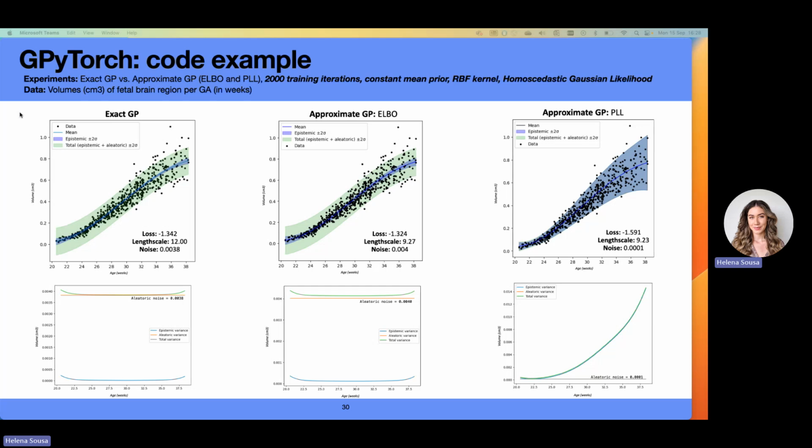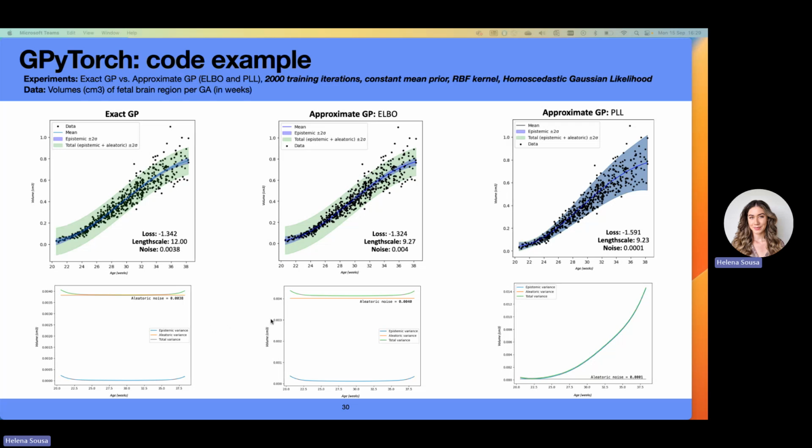And to conclude the presentation, I also wanted to show 3 different experiments I've done with my own data sets, where in this case my data is just the volumes of a specific fetal brain region per gestational age. I've trained them similarly, but I've used an exact GP and then an approximate GP. For the approximate GP, I used either this ELBO objective function or the predictive log likelihood.